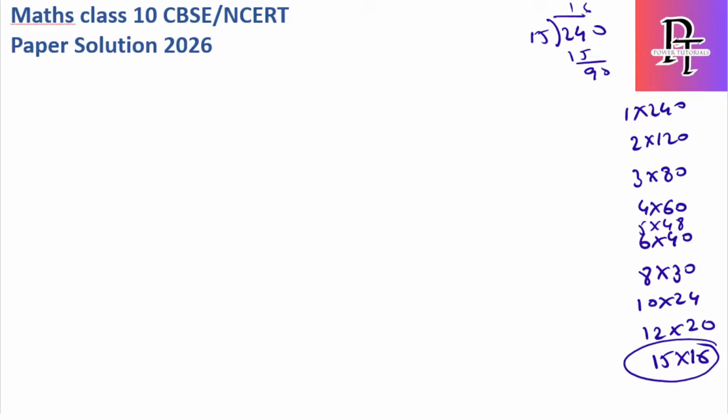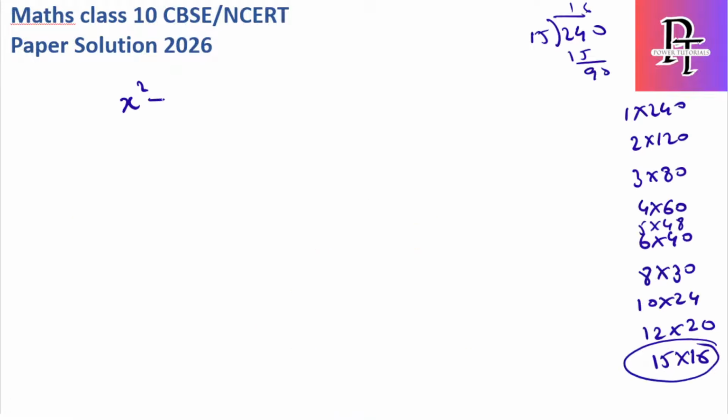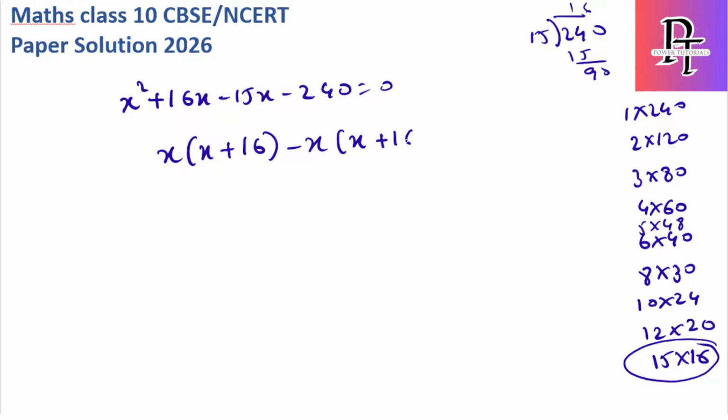So this I will write as x square plus 16x minus 15x minus 240 is equal to 0. So this I can write as x into x plus 16 minus 15 into x plus 16 is equal to 0. So I got the x values as 15 comma minus 16. So I will consider this value. Why? Because we want two consecutive negative integers.